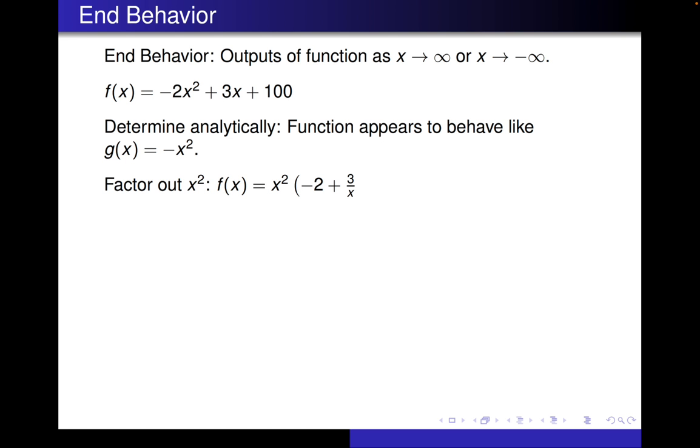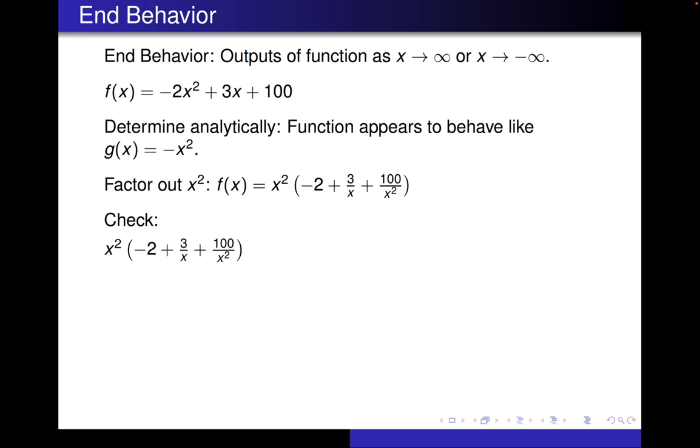And we can play that same game with 100. If we factor out 100 over x squared, then that will work out as well. And just in case you don't believe me, let's go ahead and check that out. So let's take that x squared times negative 2 plus 3 over x plus 100 over x squared and see what happens when we multiply everything out. Hopefully we'll get the original function back.